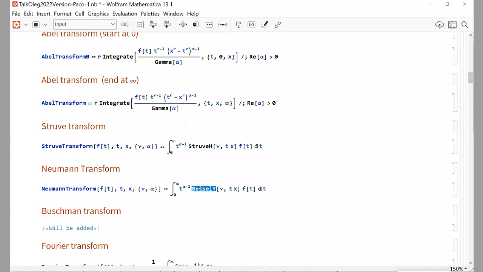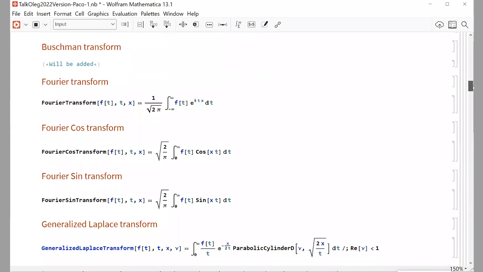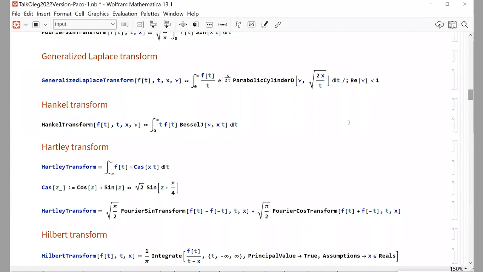And they look like HankelTransform. If you write here Bessel J function instead of Bessel Y, you will get the transform known as Hankel. In my table, I did not include absolutely all transforms. Sometimes I have them in my computer, but here they are absent. By the way, the Hankel transform which we implemented in Mathematica, you see this factor, t, multiplied on the function.